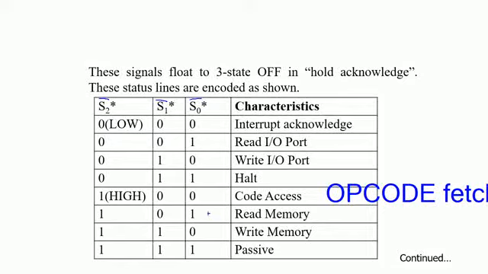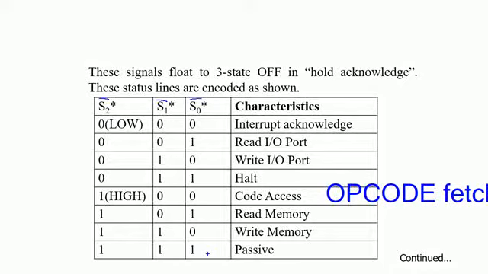If you have the 101 combination, then the microprocessor is performing the read operation with respect to the memory. Previously, we had the read operation with respect to the IO device and the write operation with respect to the IO device. Now if it is a 101 combination, it is a read operation with respect to the memory device. The 110 combination is the write operation with respect to the memory device. And 111 is nothing but the idle mode. It is not doing any kind of operation.